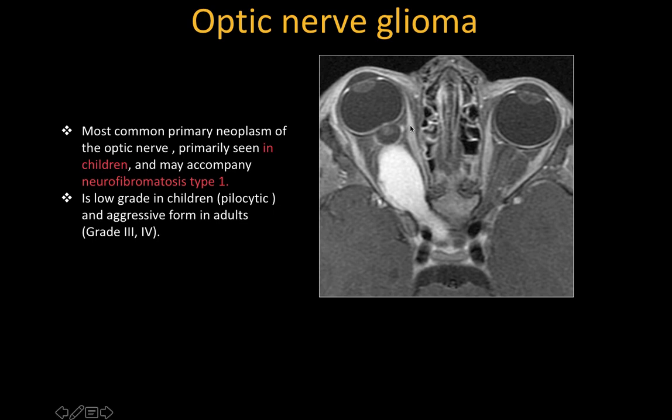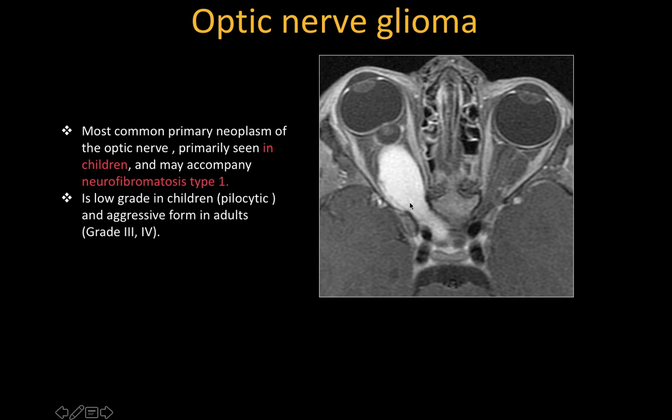Now, coming to the tumors of optic nerve, we have optic nerve glioma. It's the most common primary tumor of the optic nerve, and it is mainly seen in the children associated with NF1. Now, what do we see on imaging? We see that the optic nerve is expanded and it is not seen separately from the tumor. So usually the tumor is of low grade, that is pilocytic in children, and it is of aggressive form in the adults, that is grade 3 and grade 4.